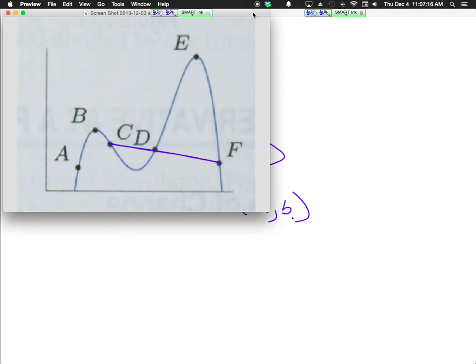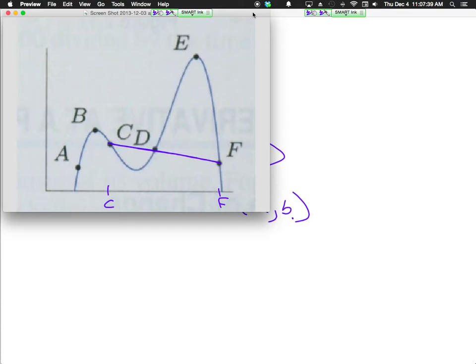Okay, and I think you'll agree with me, from C to F, do you agree that that function is continuous? Yes, because there's no holes, there's no jumps, there's no asymptotes. Okay, what about differentiable? Would you agree that it's differentiable? Yes, because you can find it. Continuous.